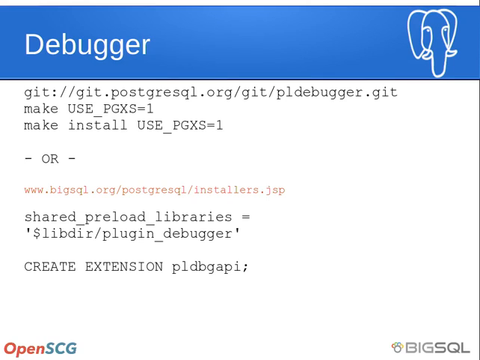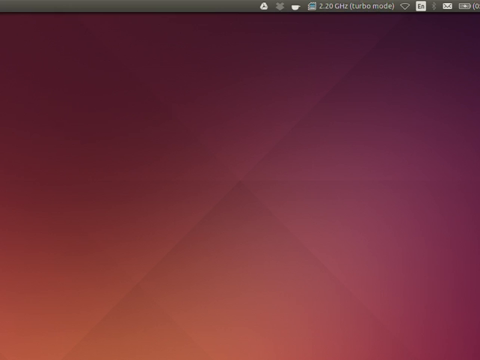We build a debugger because we feel as though it's kind of important. But when you do it, the first thing you have to do is set shared preload libraries. If you were in Joe's talk, the last section talked about shared preload libraries. You have to do that in order for it to work, and then you do the create extension. So let me try doing a demo of this.